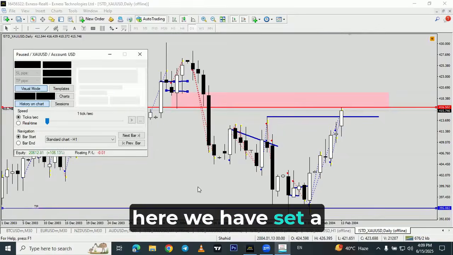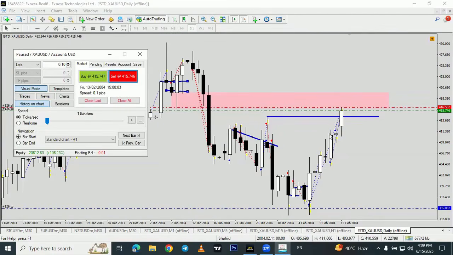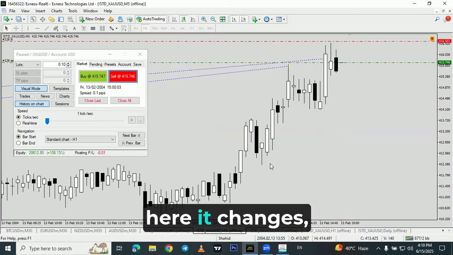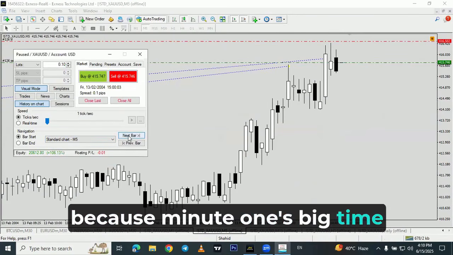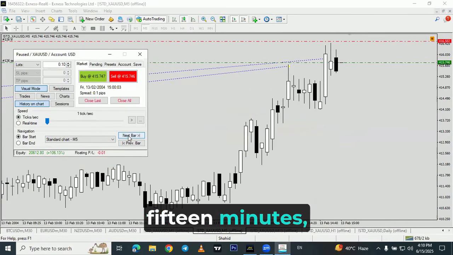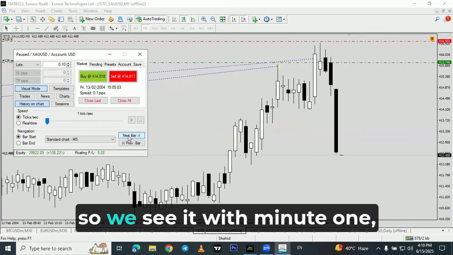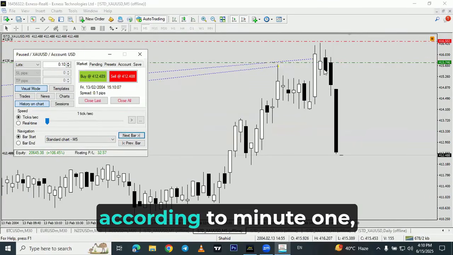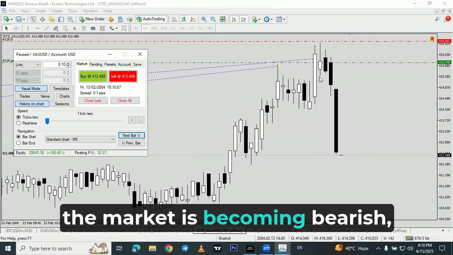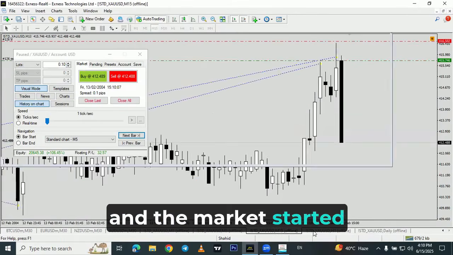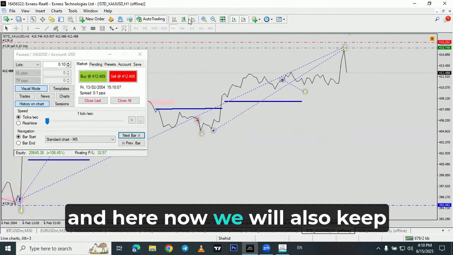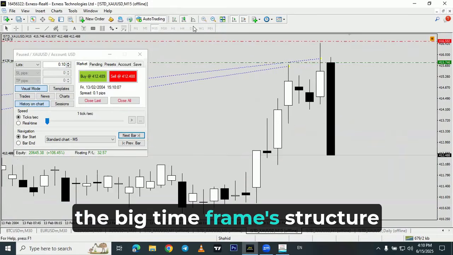So here we have set a, here it changes. Right now we have taken a risky trade because minute one's big time frame, 5 minutes, 15 minutes, H1 structure hasn't changed. So we see it with minute one. See here, according to minute one the market is becoming bearish, right? Our SL was also reduced here and the market started becoming bearish, and now we will also keep the big time frame structure in mind.